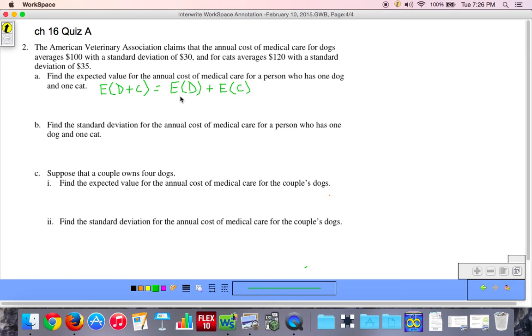And earlier we learned that the expected value is really mu, or the average. So the expected value of having a dog is 100, the annual cost associated with owning a dog. And the average cost of owning a cat is 120. So the expected cost of owning a dog and a cat is $220.